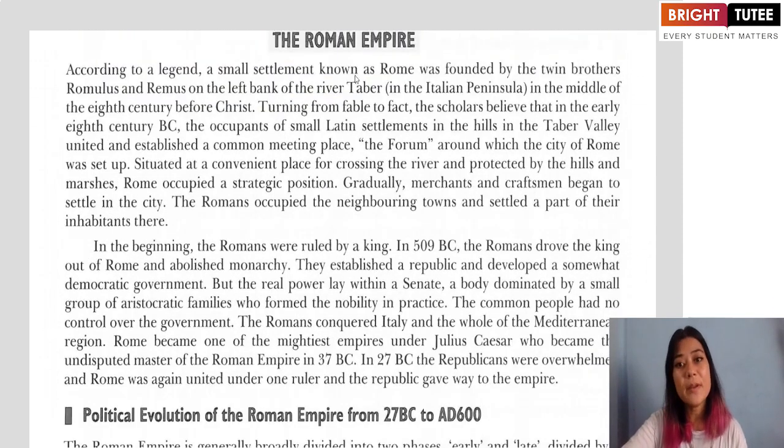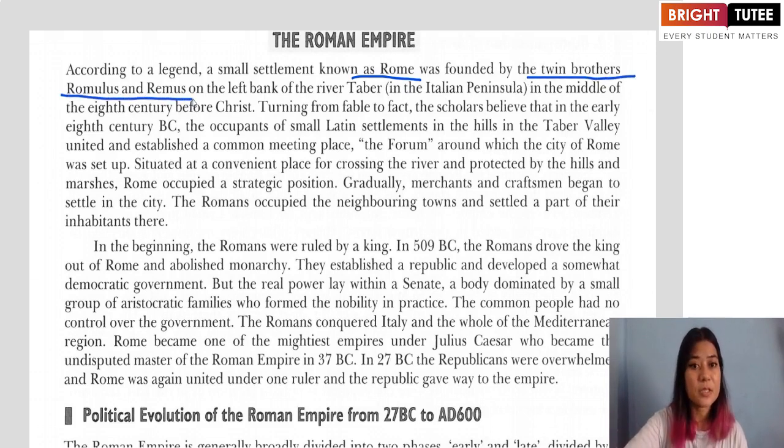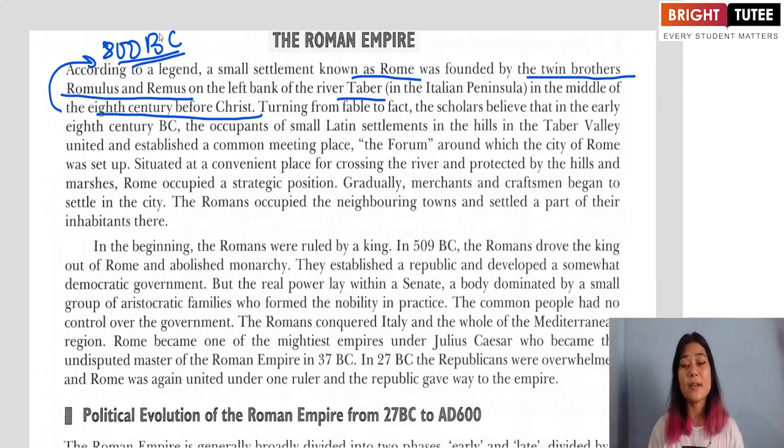So first we'll look at the Roman Empire. Alright, so it is believed that there was a small settlement known as Rome, and this settlement in Rome was established by twin brothers, Romulus and Remus, on the left bank of river Tiber, in the middle of the 8th century before Christ. So this means 800 BC. So there's a belief that the Roman Empire started with a small settlement by the river Tiber, established by twin brothers whose names were Romulus and Remus, in 800 BC.